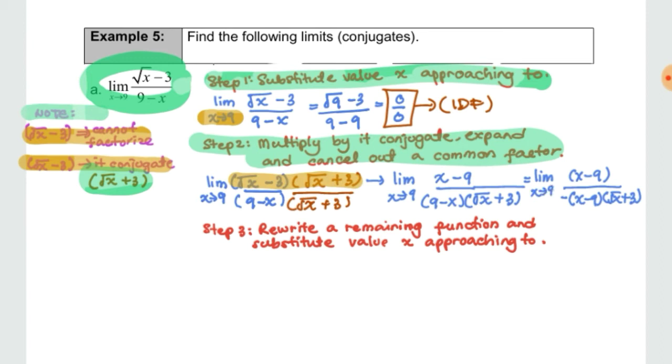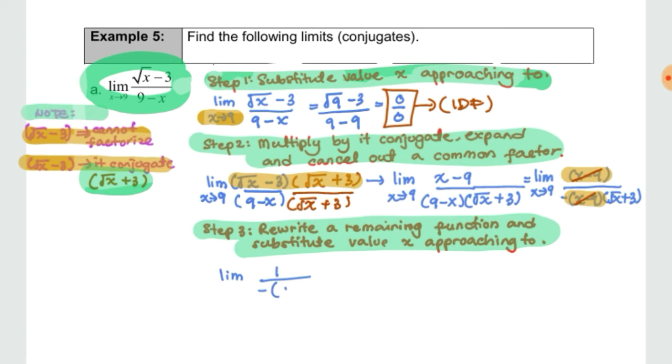Okay, now we can see we have a common factor. The common factor here is x minus 9. So we must cancel out the common factor. After that, we get a remaining function here. Okay, for step number 3, rewrite the remaining function and substitute the value x approaches 9. The remaining function here is the limit of 1 over negative 1 multiply square root x plus 3, x approaching 9.